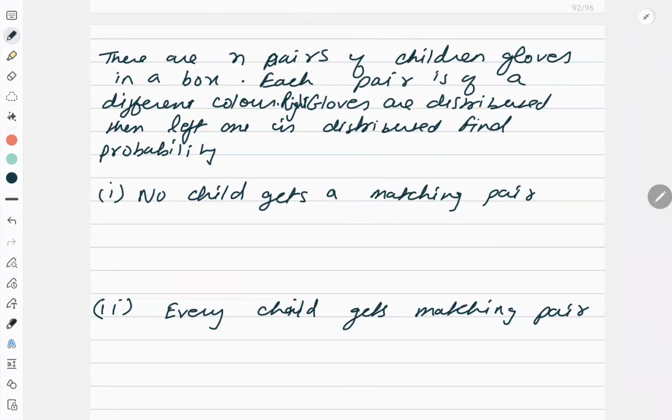Now first right gloves are distributed. If I am distributing right gloves, how many ways can I do it? N factorial ways I can distribute it. That you keep in your mind. Now what I am doing? Now I am distributing the left one. And what is my question? Find the probability that no child gets the matching pair.